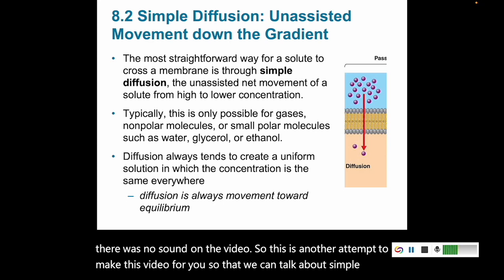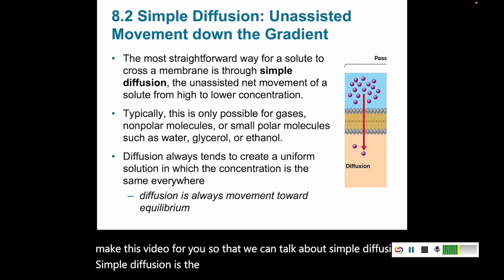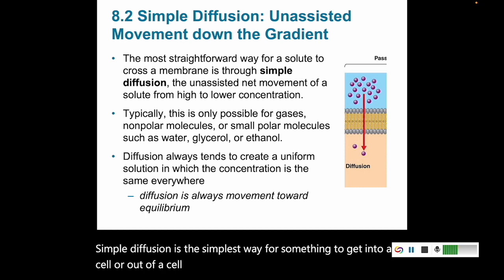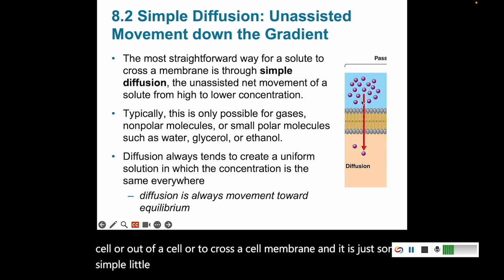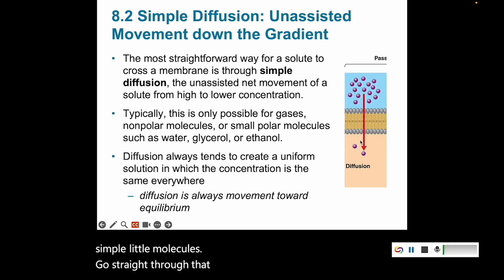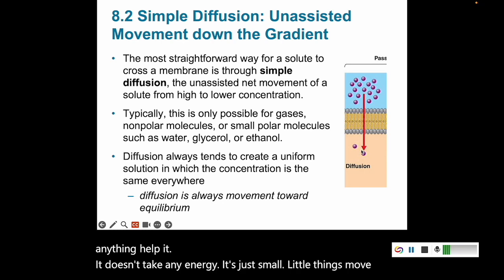Simple diffusion is the simplest way for something to get into a cell or out of a cell, or to cross a cell membrane. It is just some simple little molecules going straight through that membrane. It doesn't have to have anything help it. It doesn't take any energy. It's just small little things moving straight through that membrane.